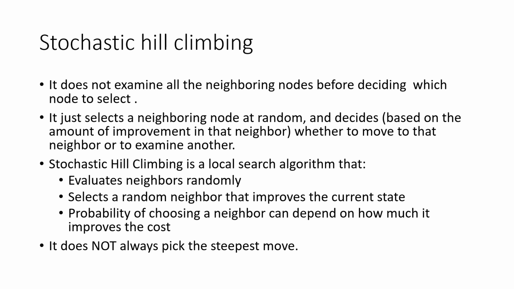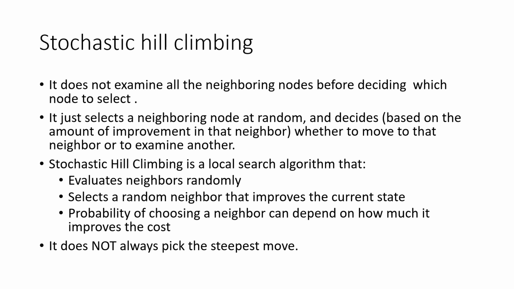Stochastic hill climbing is a variant of hill climbing where we don't examine all the neighbors. Instead, we pick neighbors at random and decide whether to move based on the improvement. So, unlike steepest ascent, which picks the best neighbor, stochastic hill climbing introduces randomness into the search. It is useful when too many neighbors exist and the search space is large.